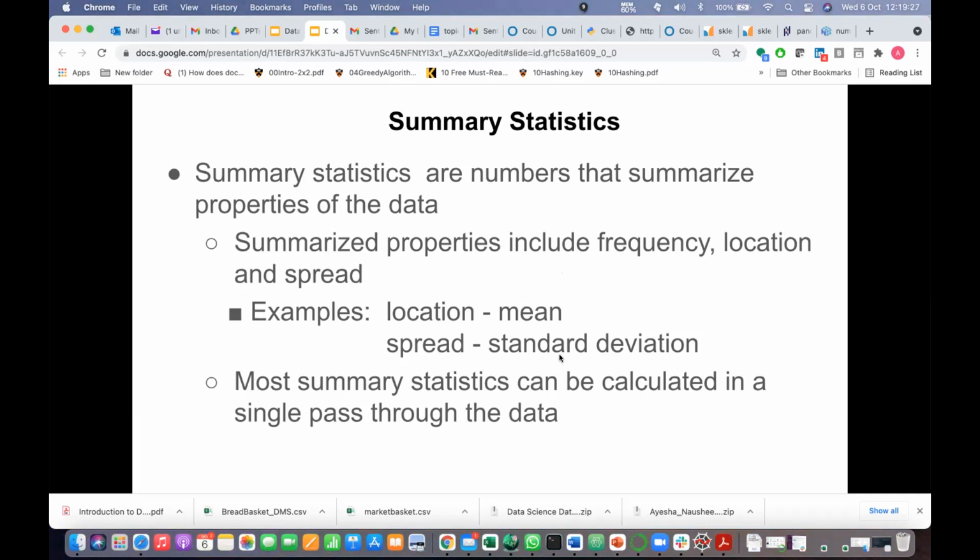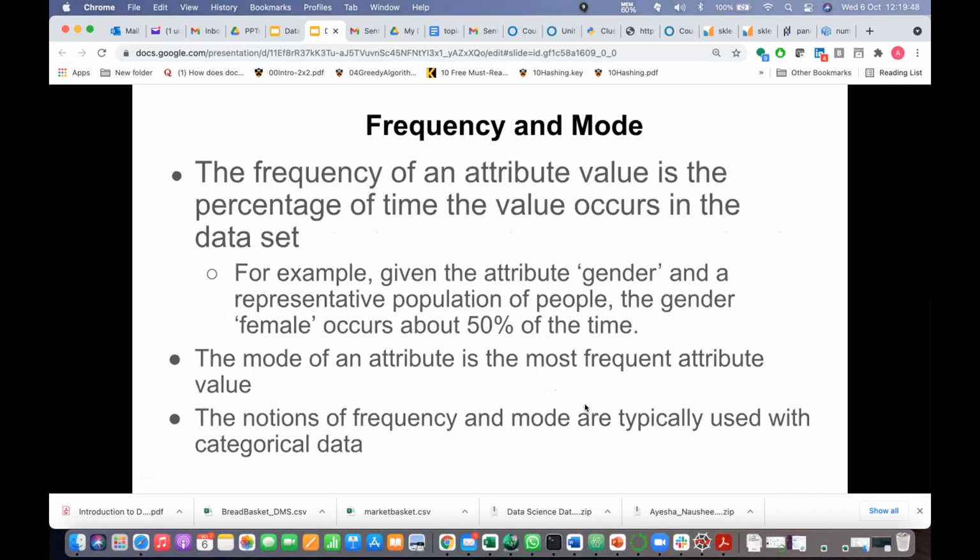Then spread, standard deviation. How much deviation is there between numbers? That is called standard deviation. These are the things we need to give immediately when the data comes to us in exploratory data analysis. Most summary statistics can be calculated in a single pass through the data. You know that there are many packages which will give you all these numbers whenever you give the data to the algorithm.